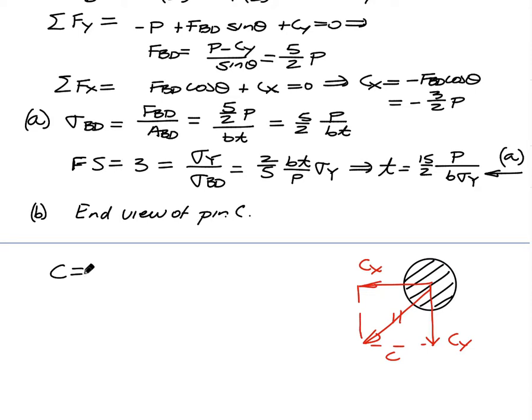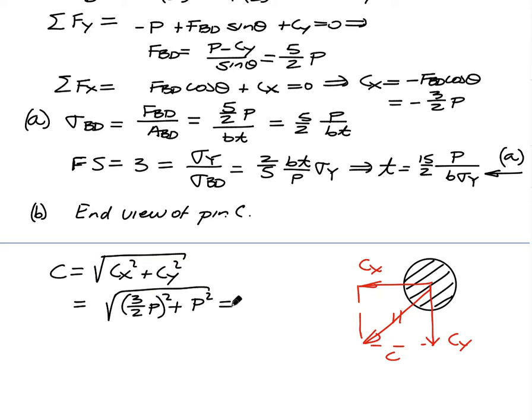So C obviously is the square root of the sum of the squares of Cx and Cy. So that's going to be equal to the square root of 3 halves P squared plus Cy, which we saw was equal to P, squared. So the total reaction force here at the pin is the square root of 13 divided by 2 times P.